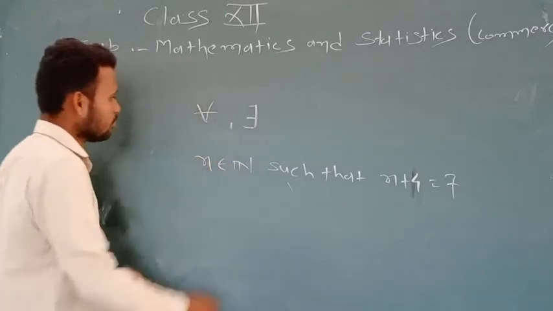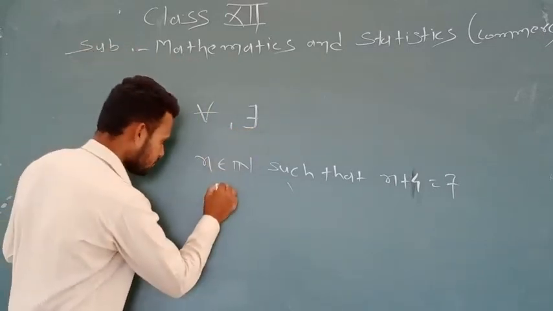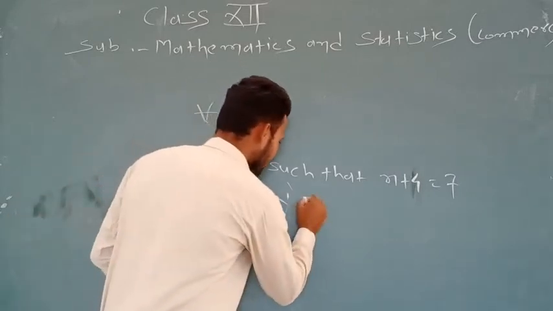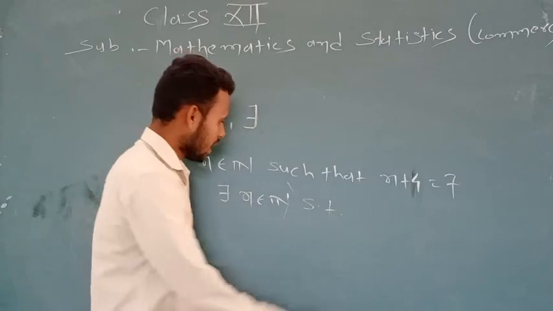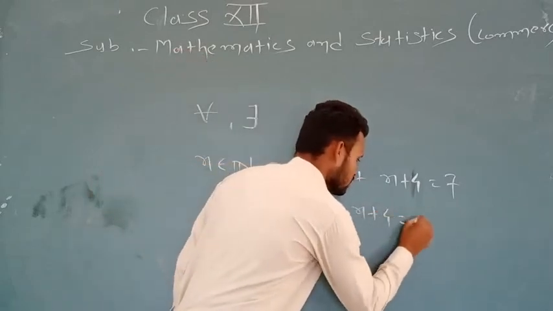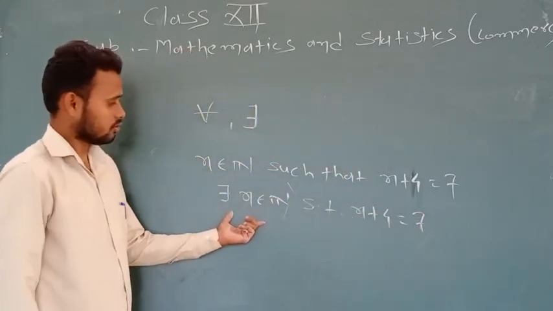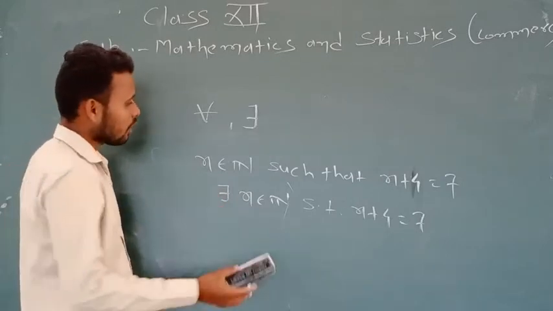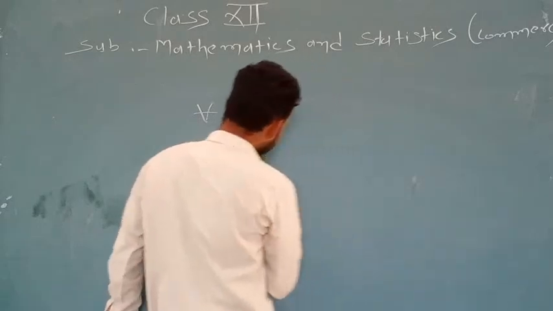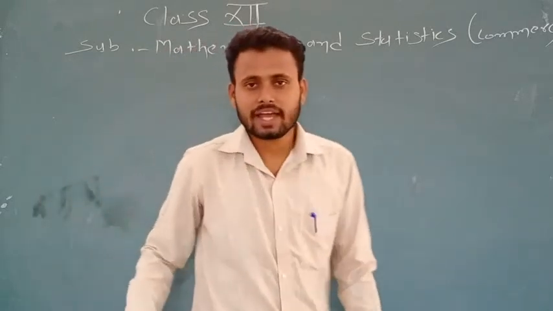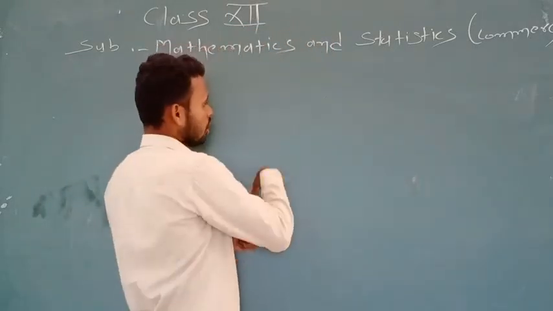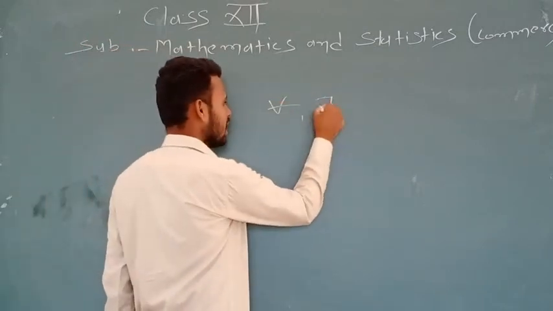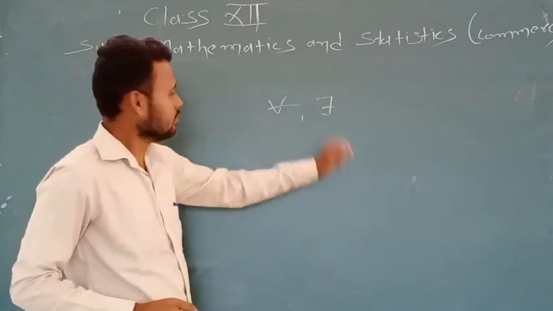For that we use the quantifier there exists. There exists x belongs to the natural number such that x plus 4 is equal to 7. This is the mathematical form we use here. There are only two quantifiers: first one is for all and second one is there exists. These are the only two quantifiers in mathematics.